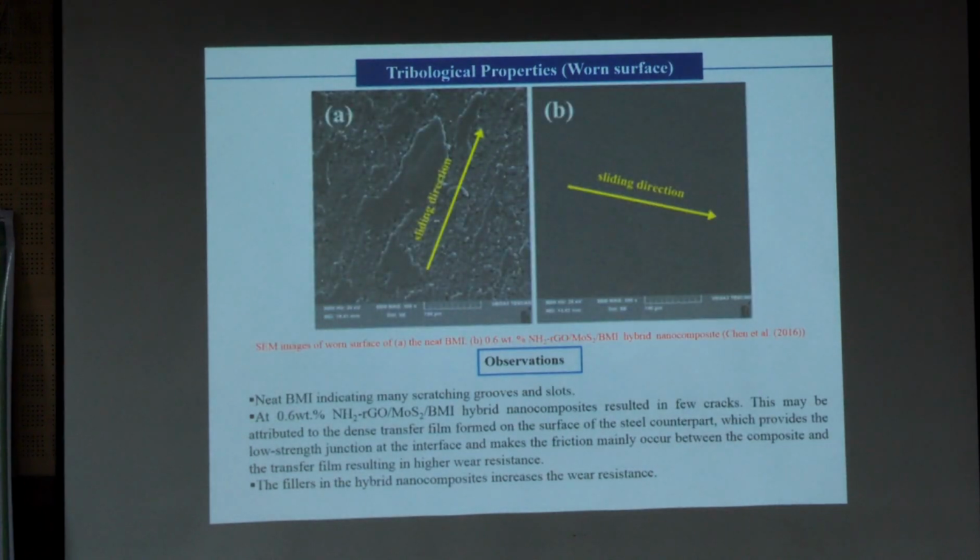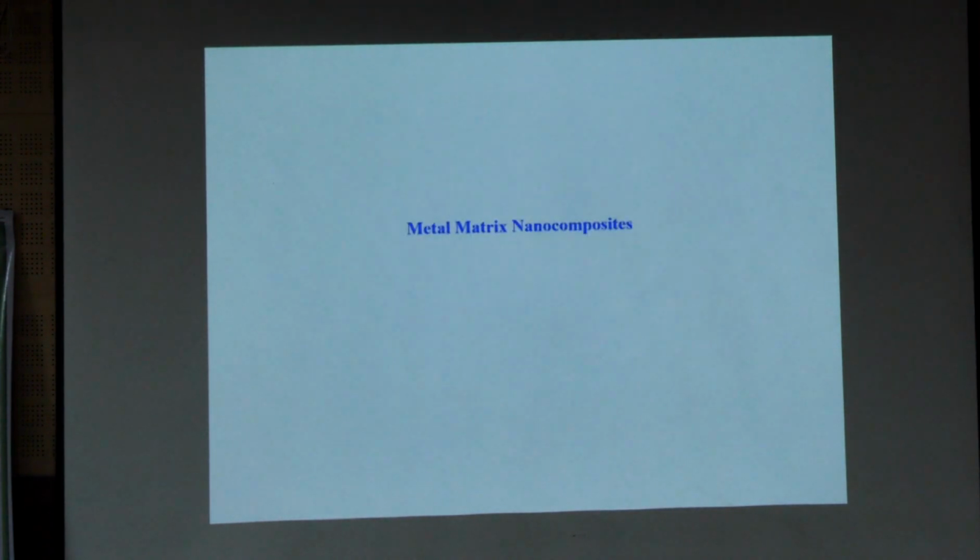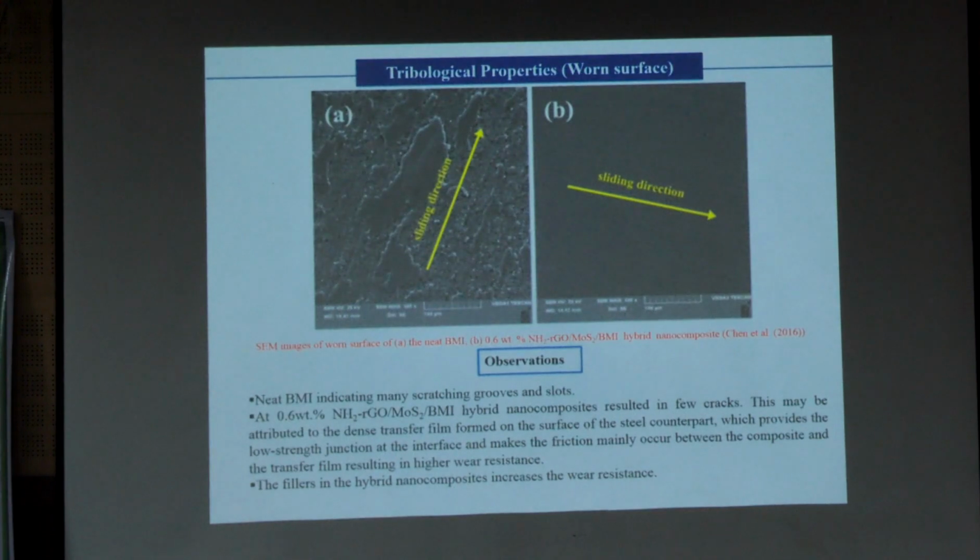Then these are the worn surfaces. If you see, this surface is very rough after the wear test, and this surface is almost very smooth. That means here the wear is uniform and the wear rate is less, right? So the wear resistance is good. So this is what we have about polymer hybrid nanocomposites or nanocomposites.